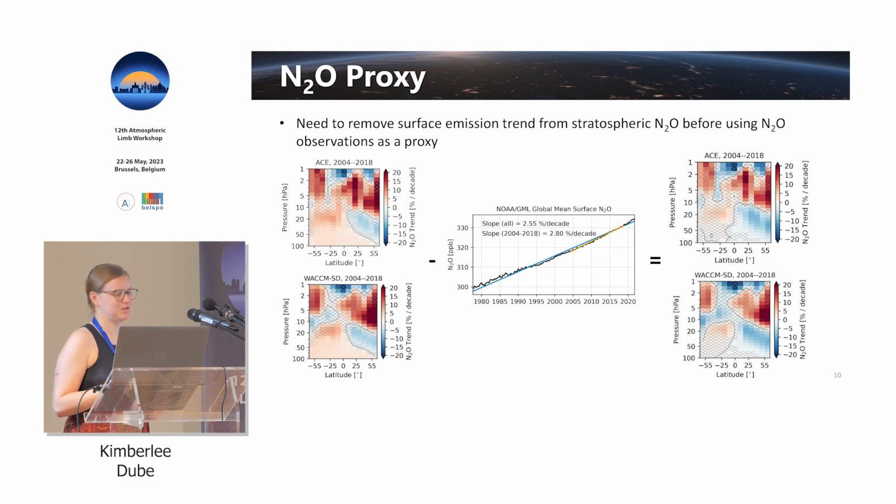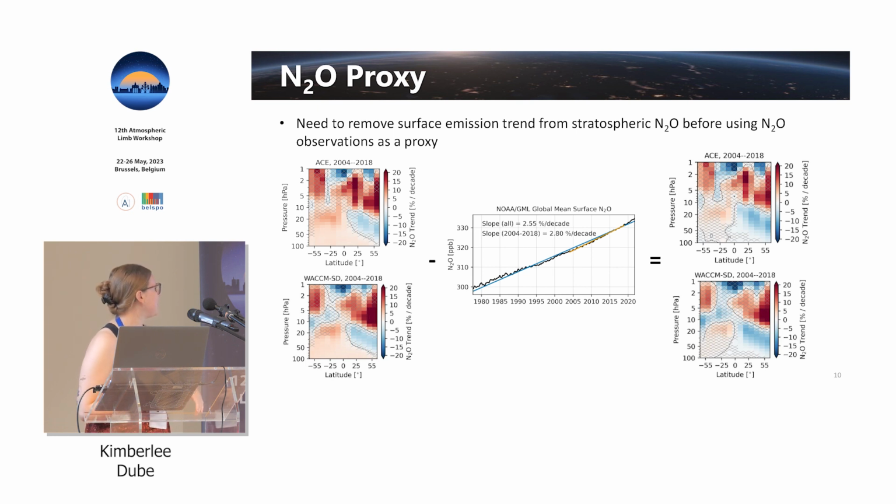Okay, so I want to use this N2O as a proxy, but before I can do that, I need to remove the surface emissions because we just want the N2O trend only due to circulation changes. And I'm also going to consider both ACE and WACCM N2O as the proxy. ACE is maybe a better choice just because it's observations, but there is limited sampling, and of course the instrument will sadly not last forever, so with WACCM we can choose our time period and potentially apply this N2O proxy to any data set.